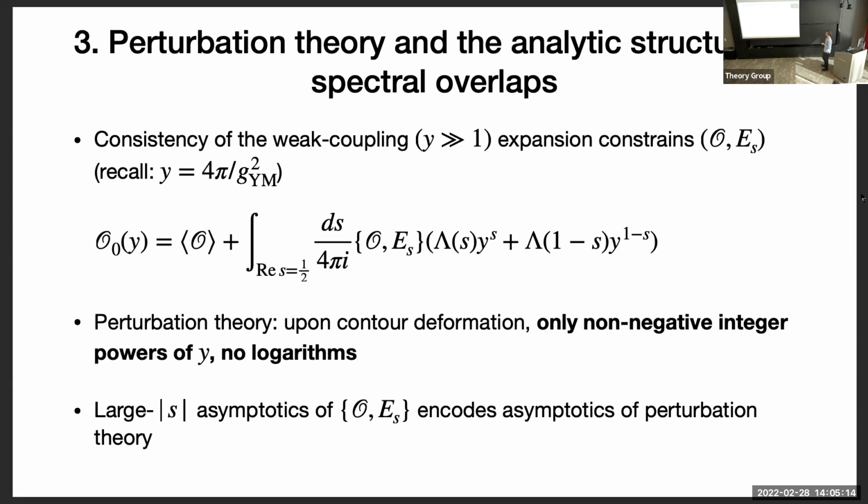Now, you might complain that I'm not really allowed to deform the contour because I haven't said anything about the growth of this thing at large S, in the large S asymptotics, and you would be completely correct to complain about that. However, we'll see that the large S asymptotics of this overlap will encode the asymptotics of perturbation theory. So in particular, how this thing behaves as you take S to infinity in either direction will tell you whether the perturbative series is convergent, divergent, or asymptotic but Borel summable, not Borel summable. All of that you can diagnose by looking at the asymptotics of this thing. So that's the value, I think, of this representation.